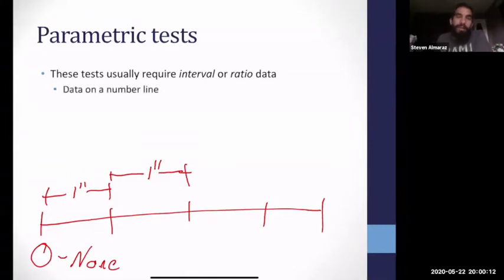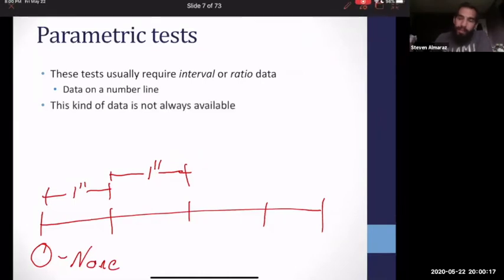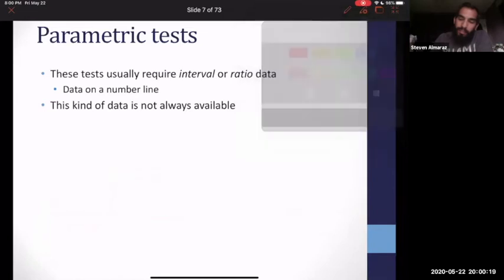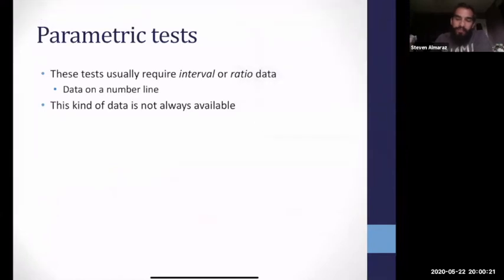So data on a number line is a great example of interval or ratio data. Now, unfortunately, this kind of data is not always available to us. We don't always have stuff that we can put onto a number line like that. And if it's not available, we're okay, because we can just run a non-parametric test. Now, chi-squared is the only type of non-parametric test we're going to run.